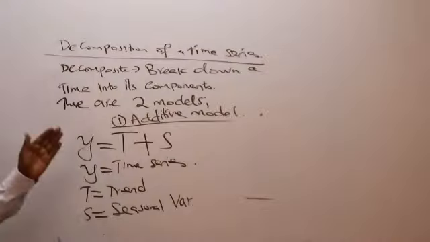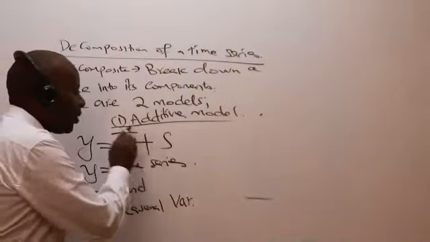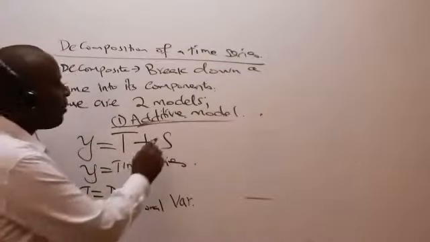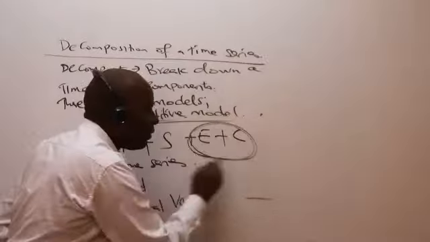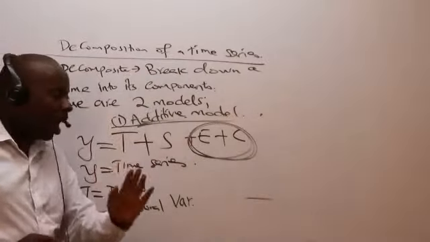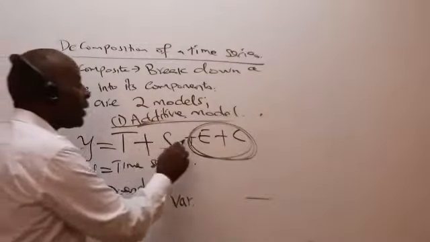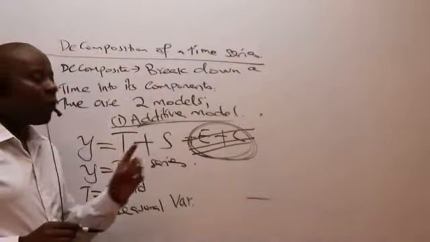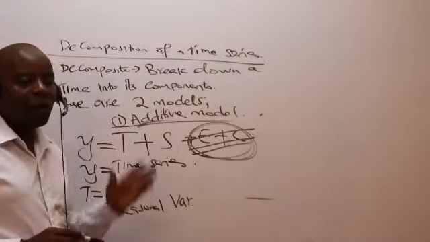Somebody may wonder, ladies and gentlemen, why we have said plus because of the additive, but we are leaving out erratic and cyclic. How come we are leaving these out, and yet we said that our time series has 4 components? We are leaving these two out because they are highly unpredictable.